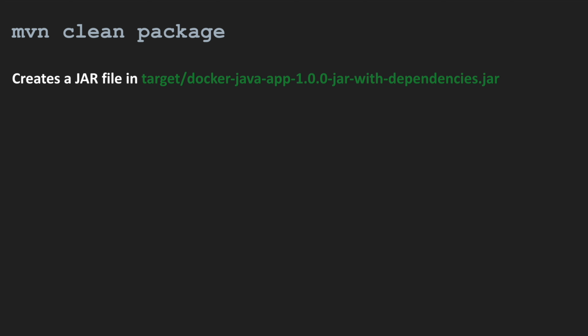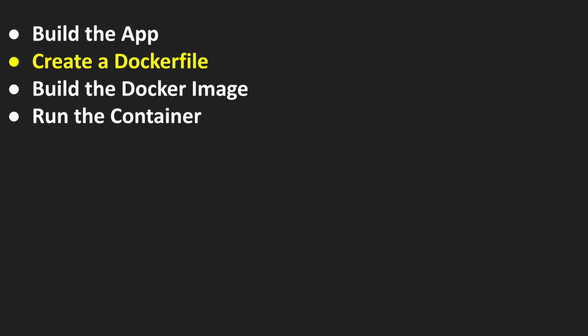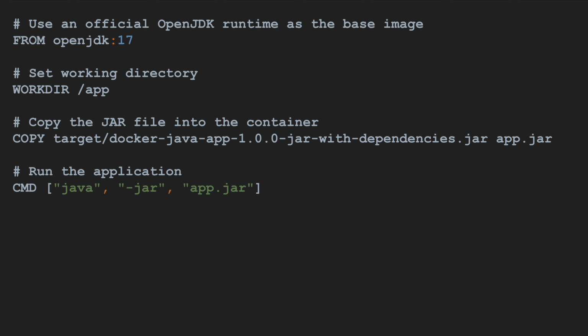So now the next step is creating a Dockerfile. In the Dockerfile, we are describing how exactly we are going to create our image. So this is a simple Dockerfile. Here we are just defining the JDK, we are defining the working directory, and we are defining our jar file, our executable file, that we are going to use to build our image.